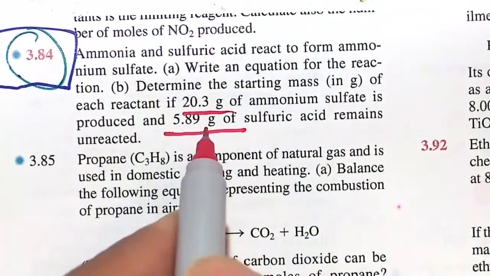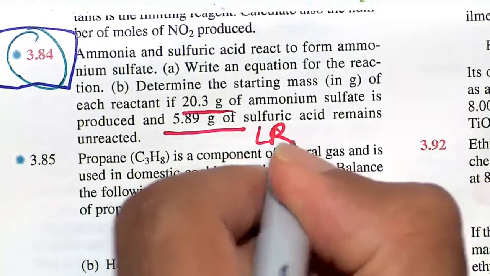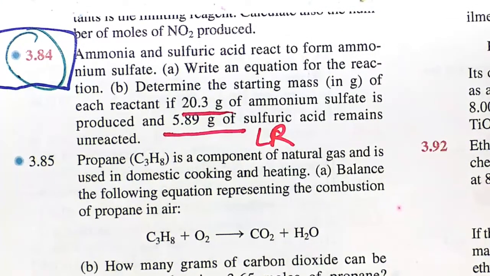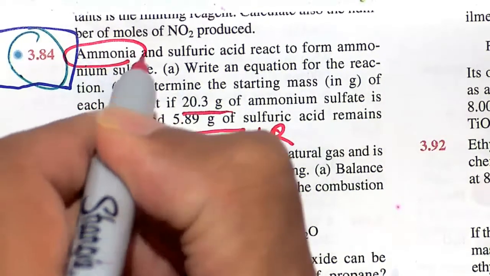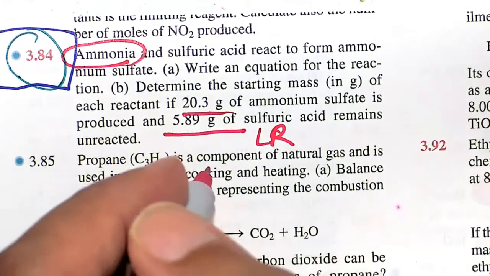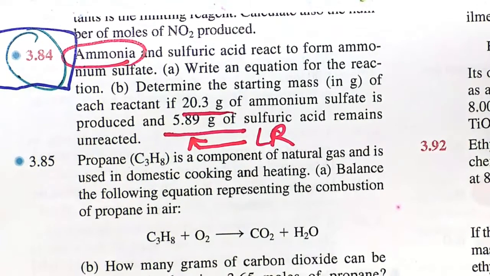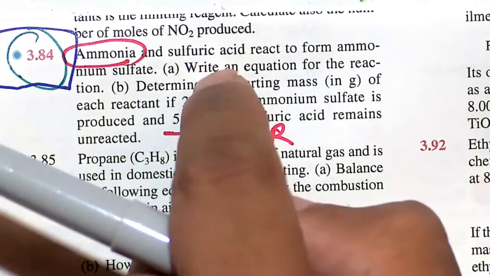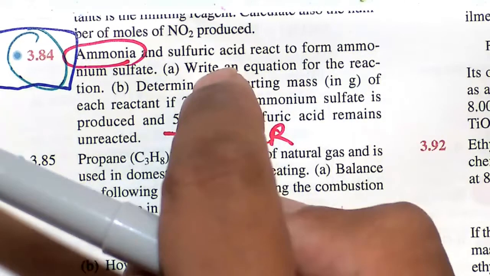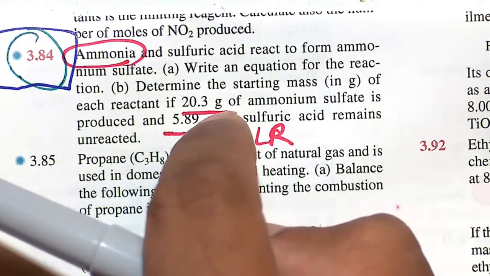that was left unreacted. So you got to remember the limiting reactant sets the limit. It's the reactant that sets the limit. So obviously something got all used up, and that happens to be the ammonia. It's the limiting reactant. And when it all got used up, this second reactant, sulfuric acid, had a remnant, and that remnant was 5.89 grams. So they are asking us to calculate the original amount of ammonia and how much it is the limiting and how much it reacted with sulfuric acid, which produced the actual yield of 20.3 grams.